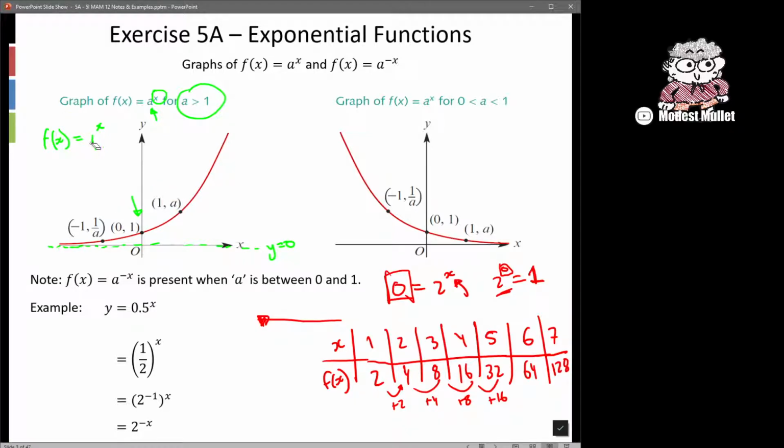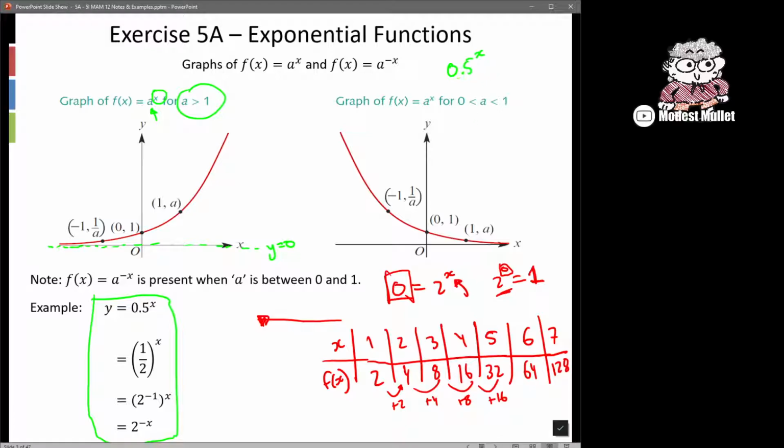Same if I said this was 15. Well, that's going to be 15, and that's going to be 1 on 15 there. But it's always going to go through 0, 1 for the most basic form before we start doing transformations to it. The other one to be aware of, and this down here represents how they are very similar, is what happens if our base is a fraction between 0 and 1, or a decimal between 0 and 1. So a great example would be 0.5 to the x.